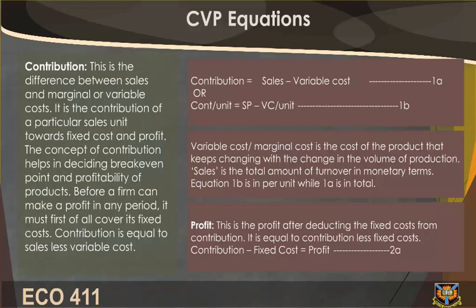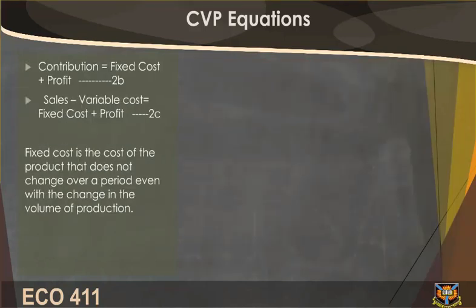Variable costs or marginal cost is the cost of the product that keeps changing with a change in the volume of production. Sales is the total amount of turnover in monetary terms. Profit. This is the profit after deducting the fixed cost from contribution. It is equal to contribution less fixed costs. Fixed cost is the cost of the product that does not change over a period, even with a change in the volume of production.